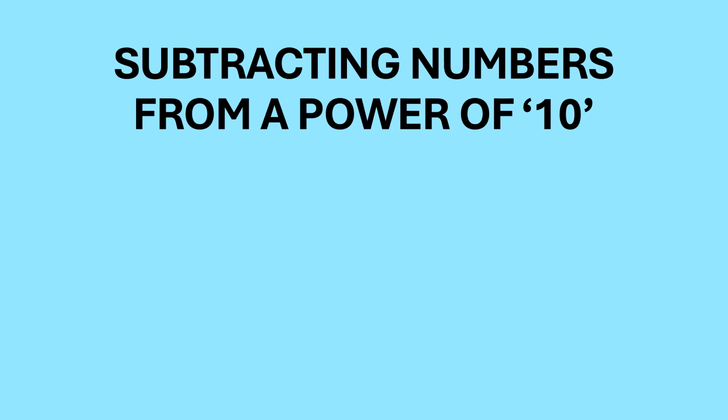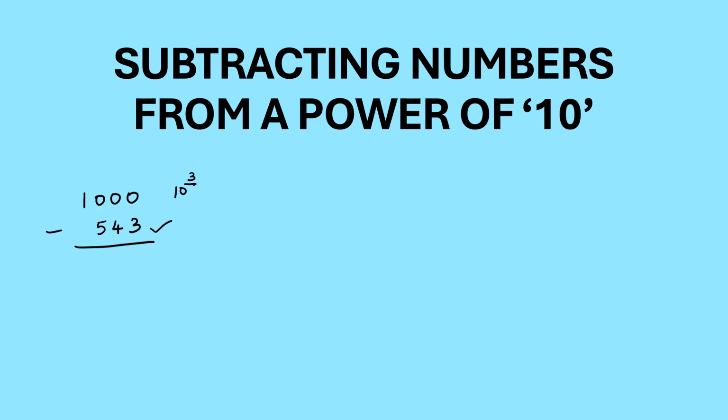Now let's try a few examples. Let's say you want to do 1000 minus 543. Here, you're basically subtracting from 1000, which is 10 to the power of 3. Since it's 10 to the power of 3, we need to make sure that the number you're subtracting consists of 3 digits. Here, 543 consists of 3 digits, so we move on to the next step.